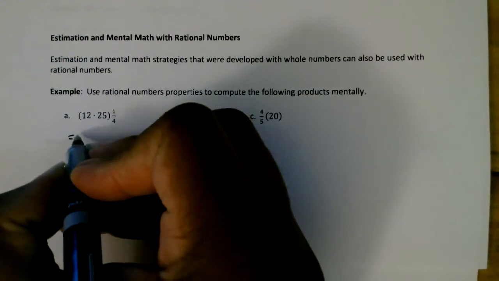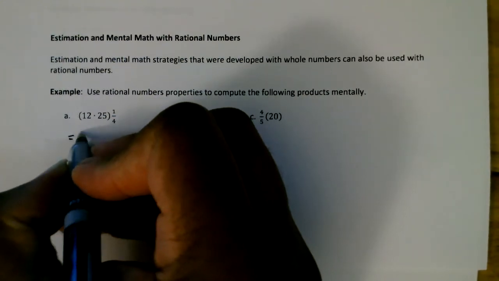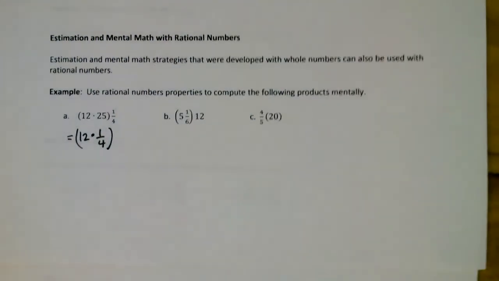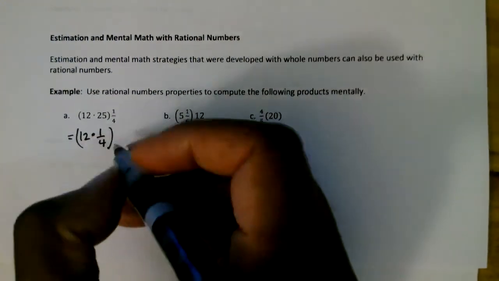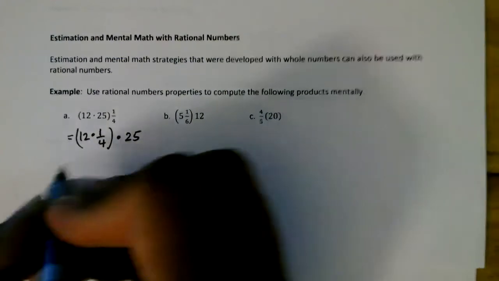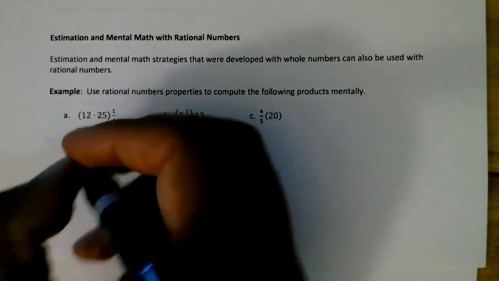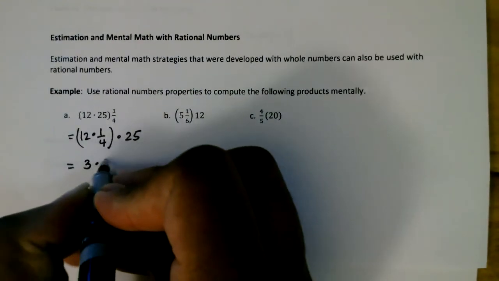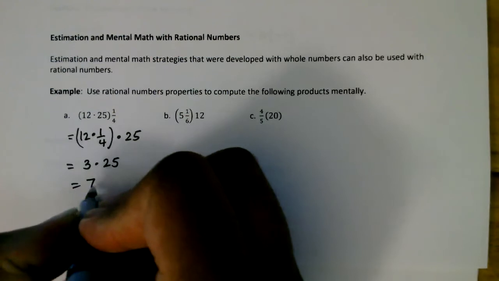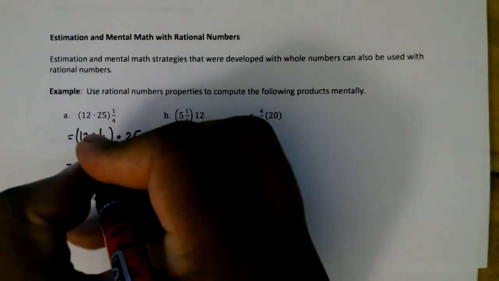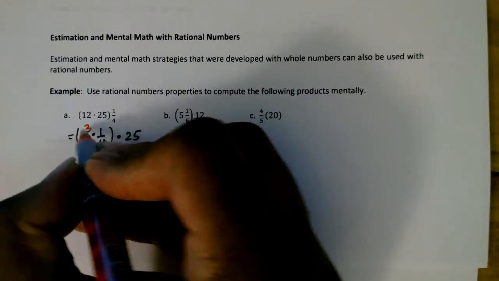Okay. If I want to mentally compute that, let's do this. I'm going to group that 12 with the 1/4 because I know something about 12 and that 1/4, because 12 is divisible by 4, and then times 25. Well, 1/4 of 12, if you divide 4 into 12, that would go 3 times. So it'd be 3 times 25, which will give you 75. Okay. Sometimes it does have to show this. 4 goes into 12 3 times.